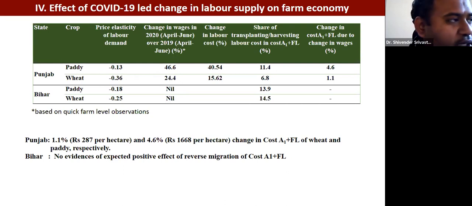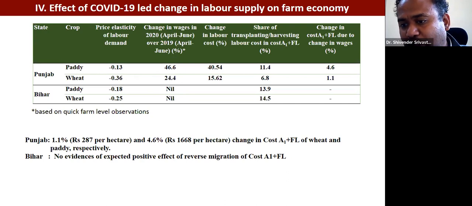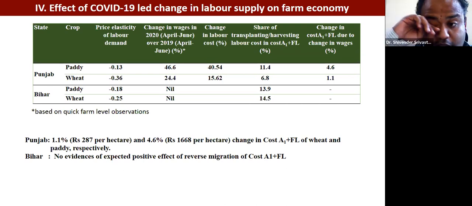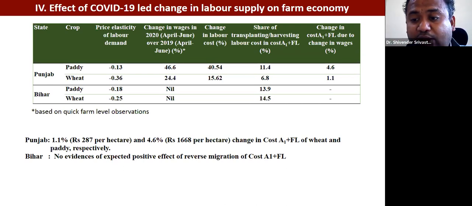So we can expect that those urban or skilled laborers who went back to rural areas probably did not work in agriculture. They might have worked in NREGA or some other thing. So it did not actually affect the prevailing wages in the Bihar state, and we cannot get an advantage of that from the farmers' point of view.